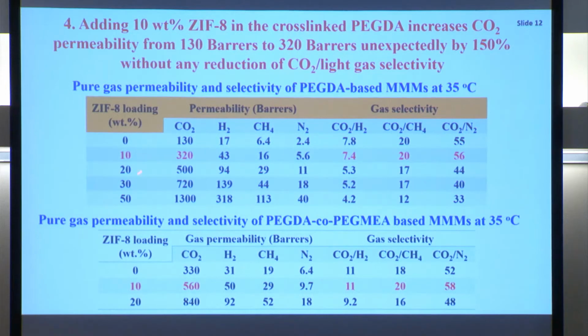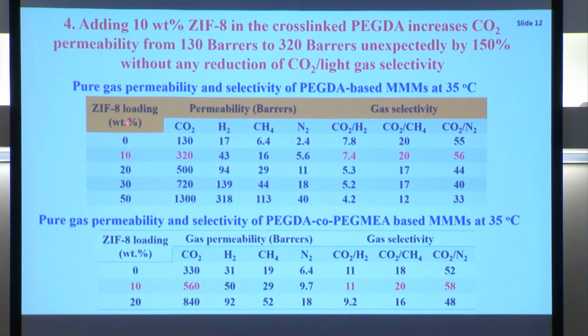So when adding ZIF-8, you can see that without ZIF-8, with only the PGDA membrane, the CO2 permeability is about 130, and the gas selectivity for CO2 to hydrogen is 7.8, the selectivity for CO2 to methane is 20, and CO2 to nitrogen is 55.